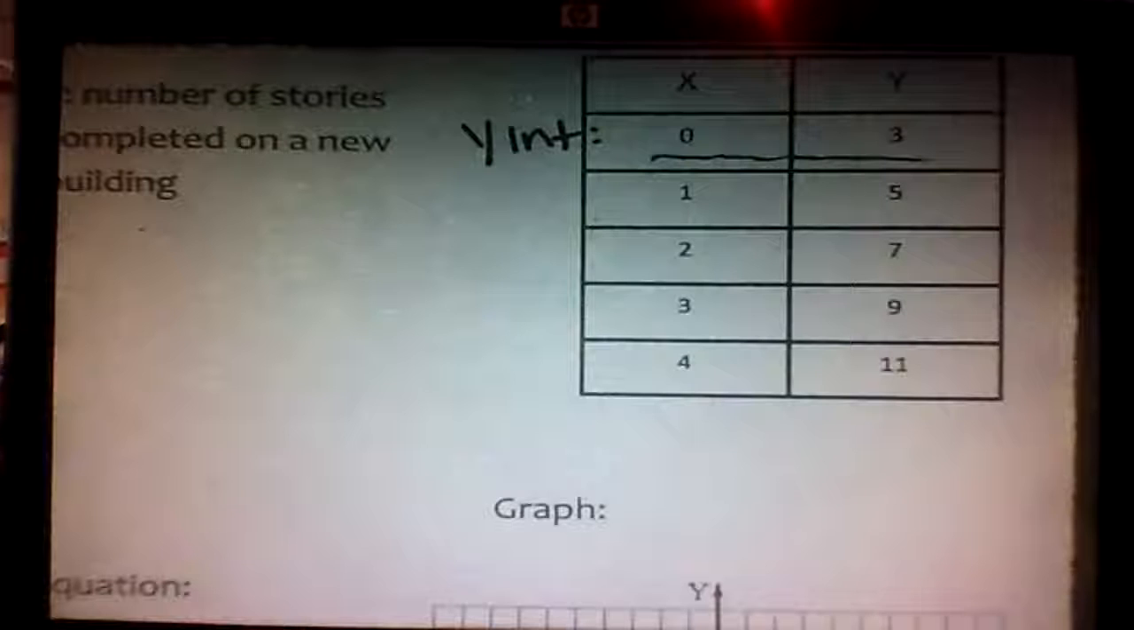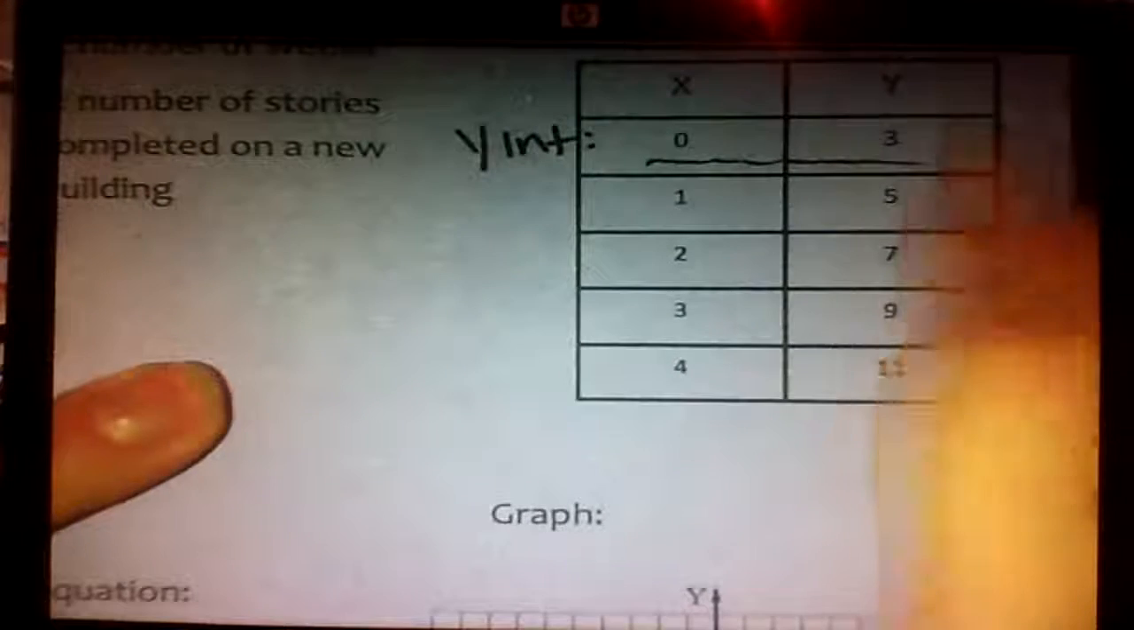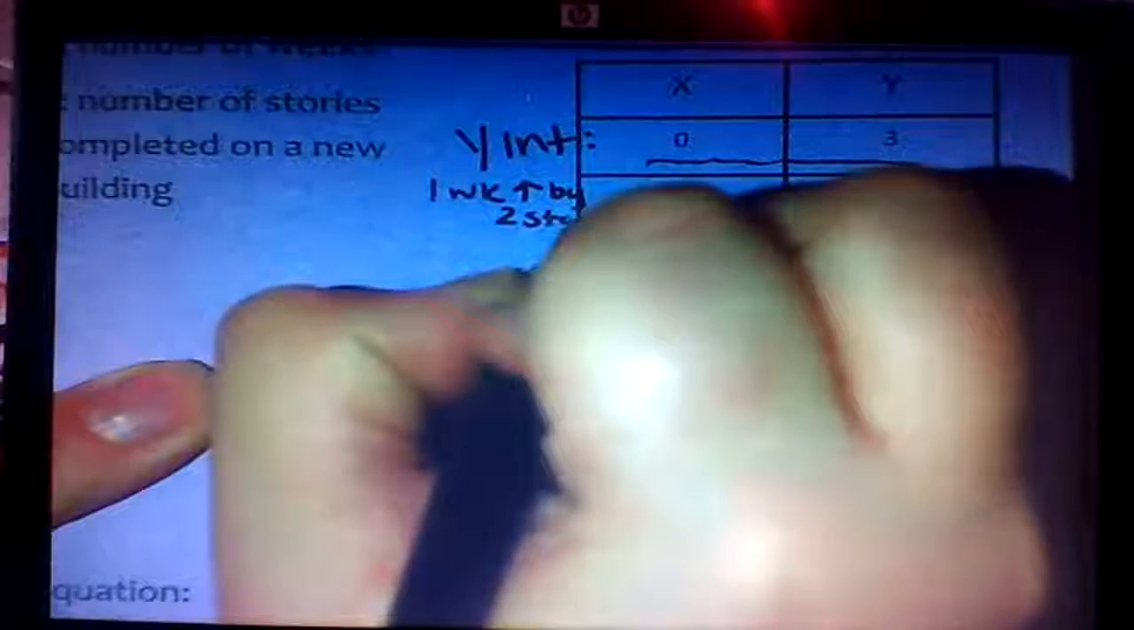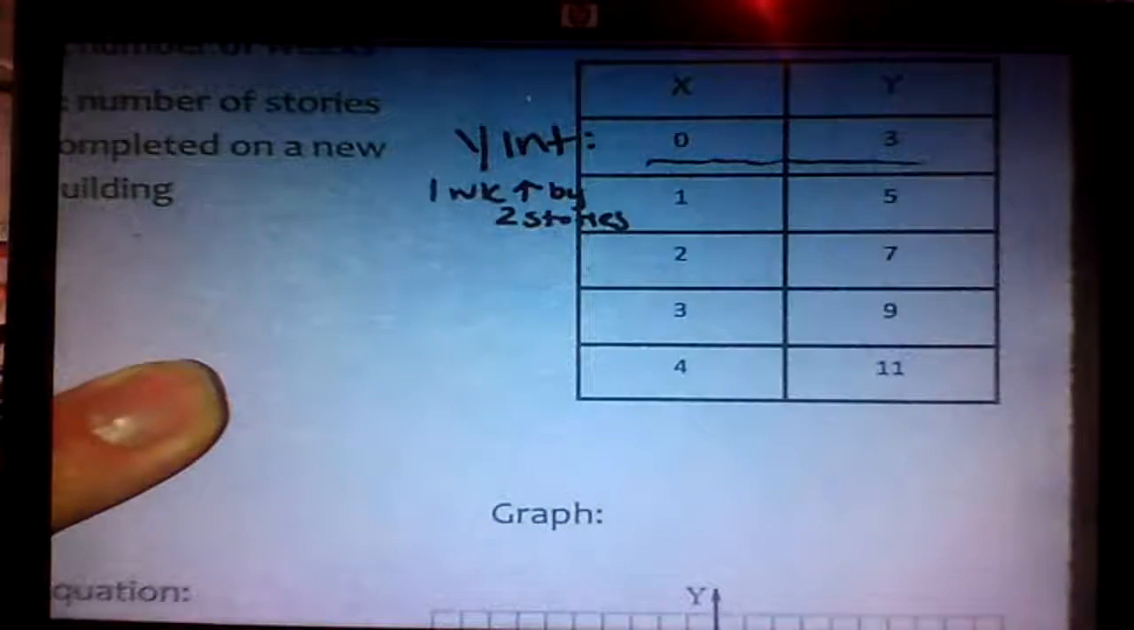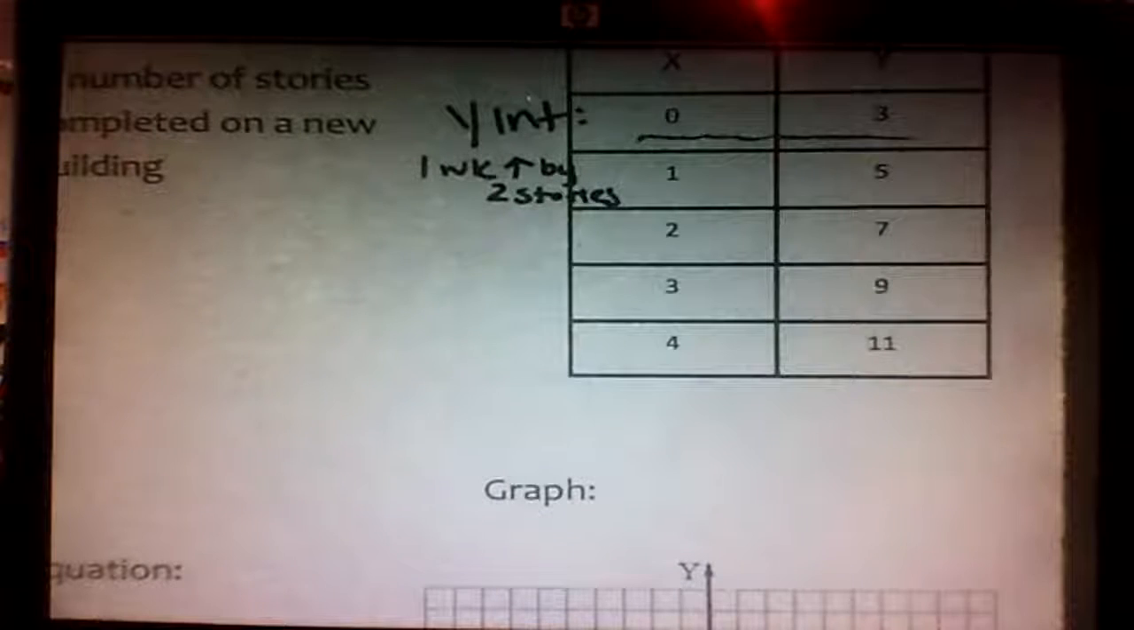How long have I worked? 1 week. And we have 5 stories. So what have I increased by? 2 stories. Okay, so in 1 week, we've increased by 2 stories. So plot that point, 1, 5.